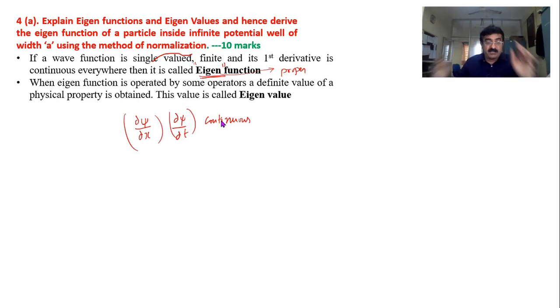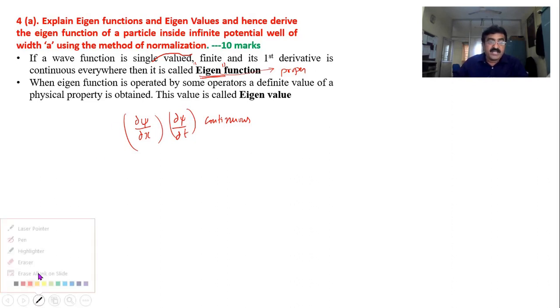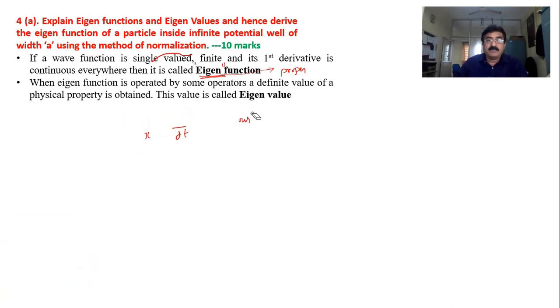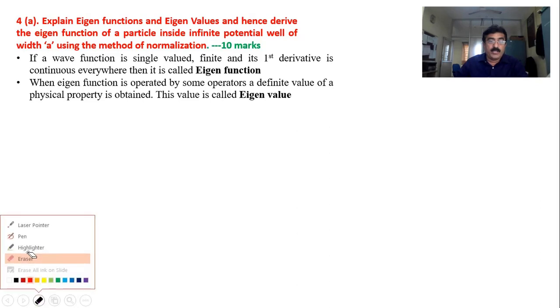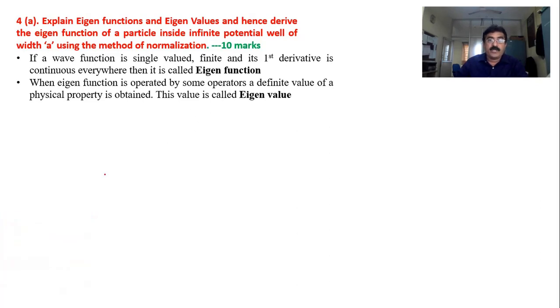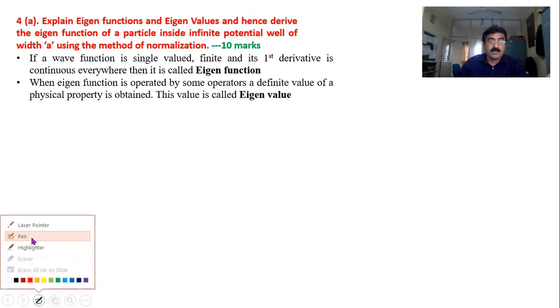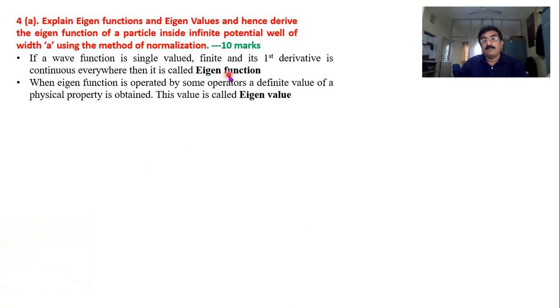Got it? So an eigenvalue need not be energy, it can be momentum also, it can be anything. It all depends upon which operator you are using on this particular wave function. If the eigenfunction is operated on by the energy operator, the eigenvalue is the energy eigenvalue. If the eigenfunction is operated on by the momentum operator, the eigenvalue is the momentum value. It happens like that.